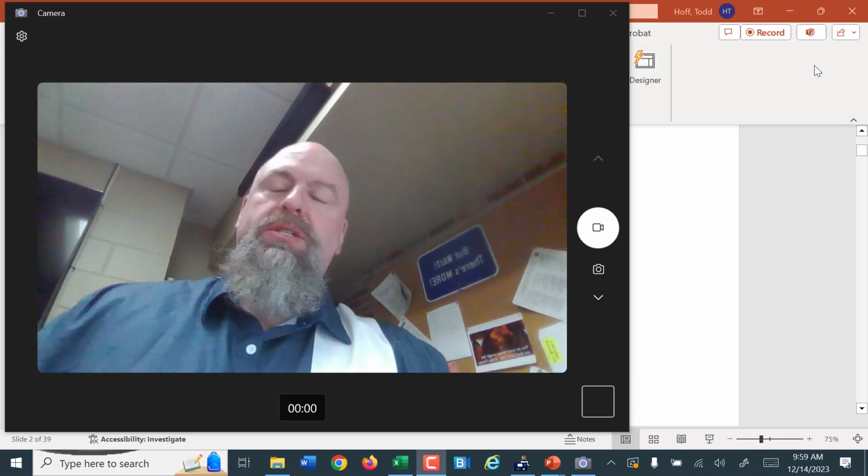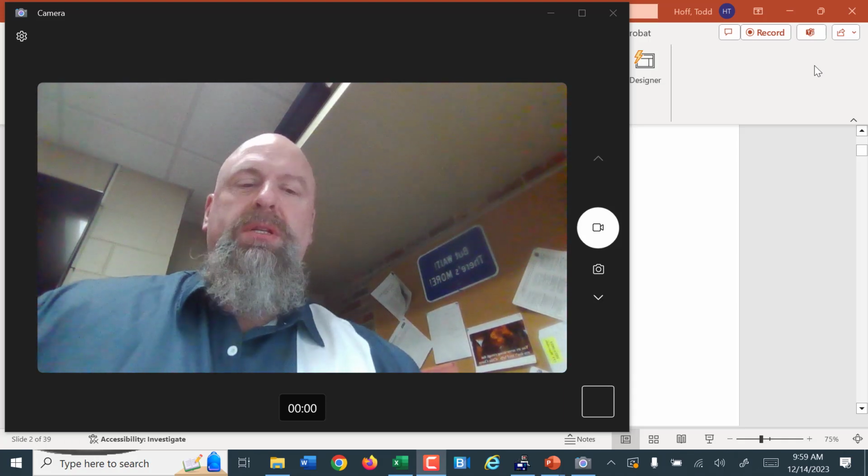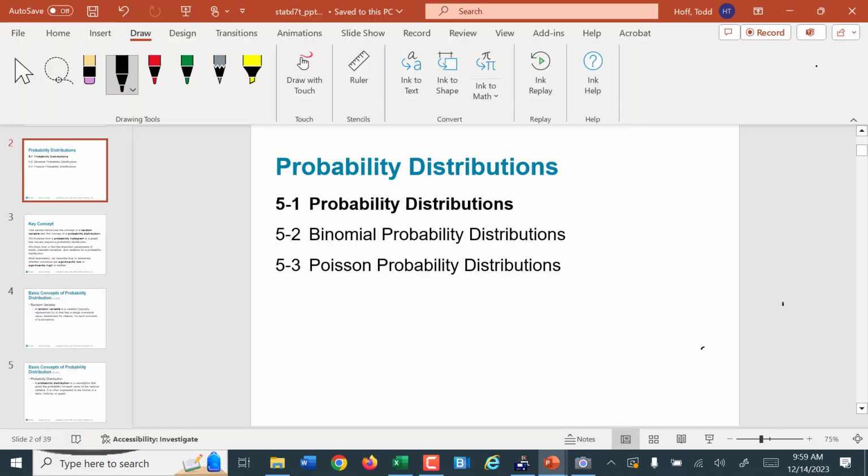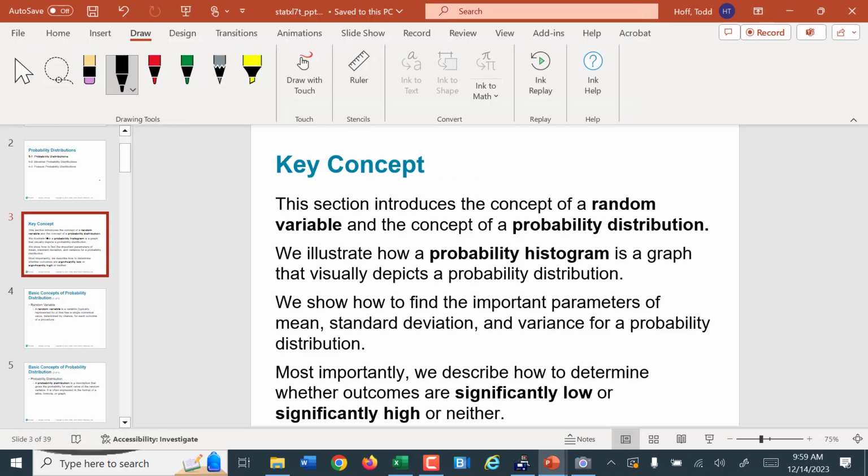As we get set to start chapter 5, we're looking at probability distributions. And so probability distributions, key concepts we're looking at here. Remember, we're talking about a random variable. Each experiment that we're conducting is asking a question, and the random variable is the answer to that question.